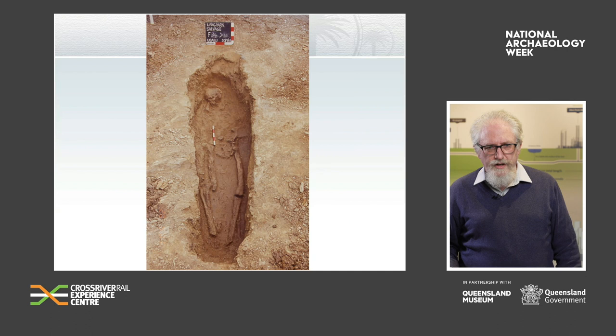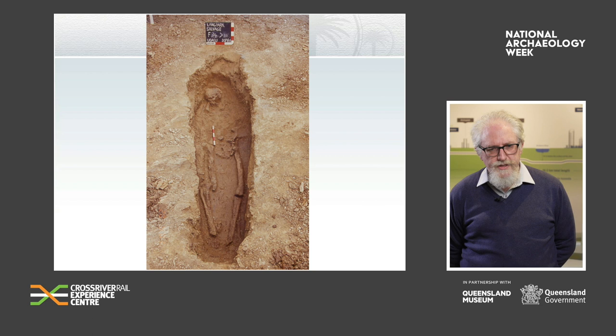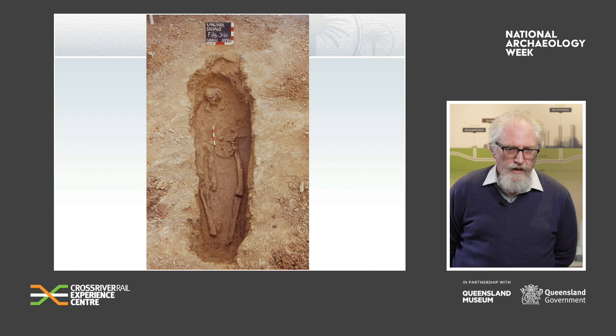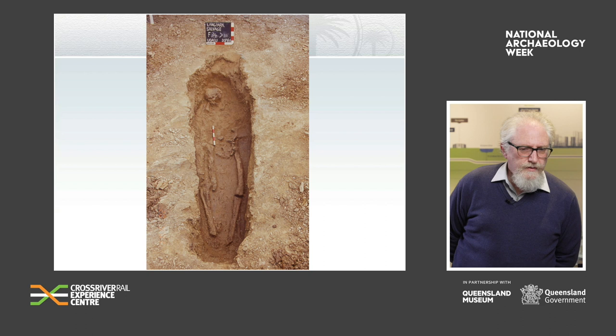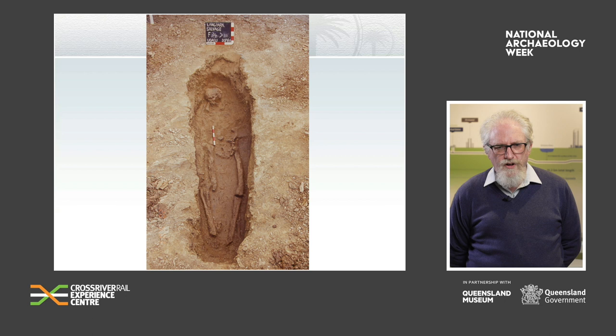This is from the Anglican cemetery. This is a burial in the Anglican cemetery. And what you can see here is a number of the bones. That's the 25 centimetre scale in the middle again. But you can see the skull and you can see the long bones of the legs and part of the pelvis. This is unusual. We didn't tend to find remains in such good condition.